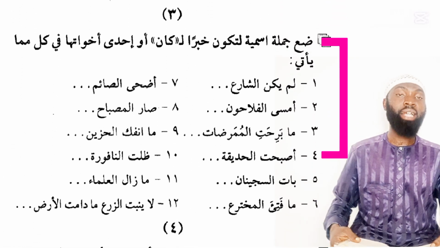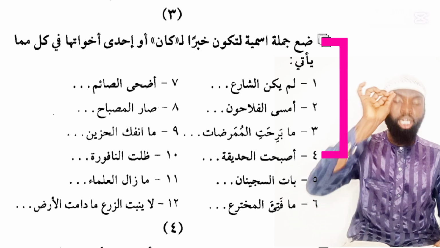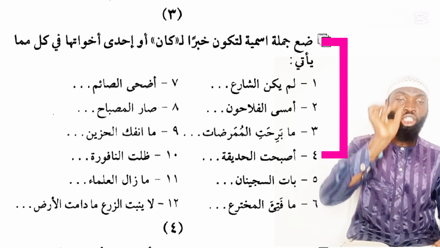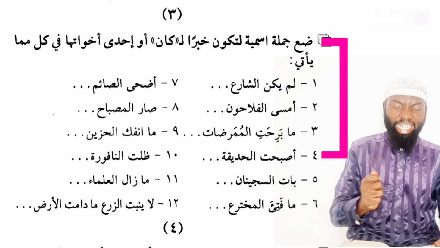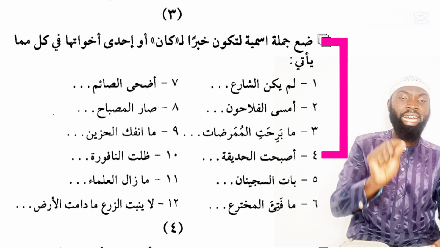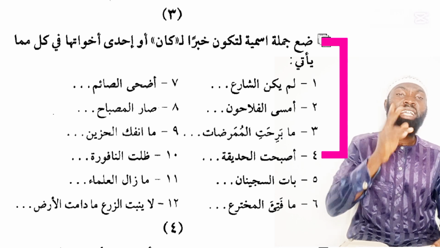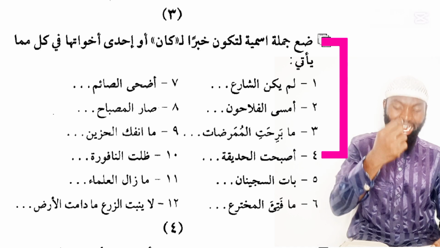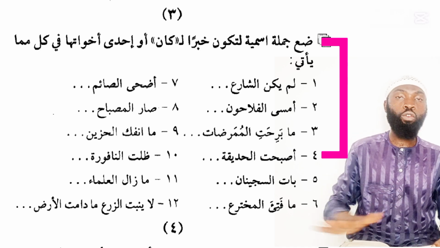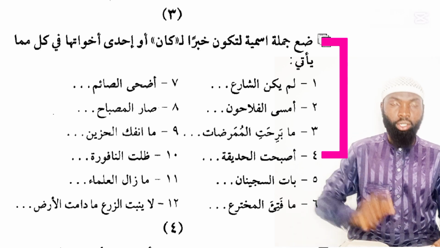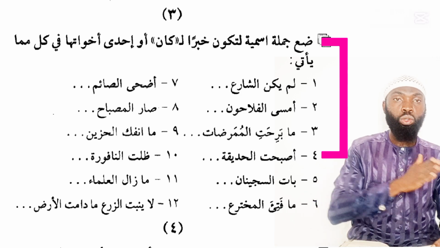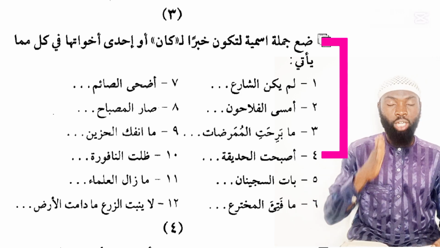Coming to Tamrin Thalith, exercise number 3, we have da jumlatan ismiyatan. You are to place a nominal sentence litakuna khabaron likana, to serve as a predicate for kana, aw ihda akhwatiha, or for any of the sisters of kana in the following. Now, what we have done before was to place a verbal sentence. Now we need a nominal sentence.